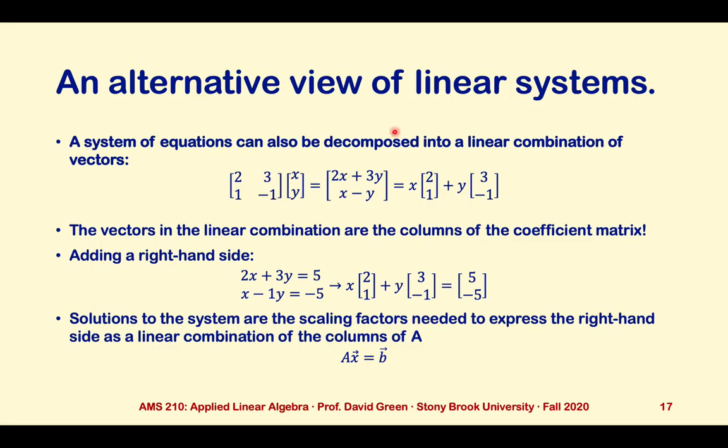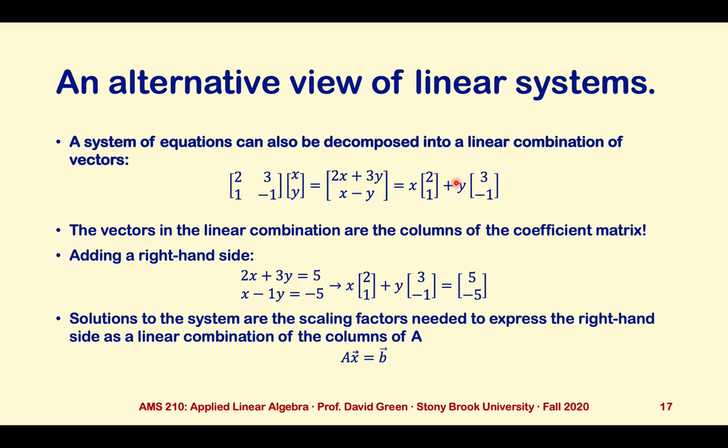But we could also write this system in a way where we decompose it by the columns of this matrix. I can take the first column and make that a column vector (2, 1). And I take the second column and make that a column vector (3, -1). The scalar multiple x of this first vector would give (2x, 1x). And the scalar multiple y of this second vector would give (3y, -y). And if we add these together, we would get exactly this left-hand side of the system of equations.